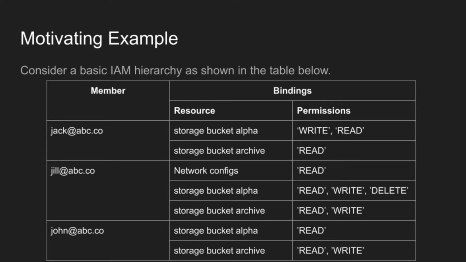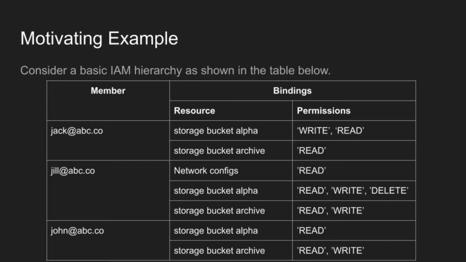So for the use case that I'm going to specifically be looking at, it's when an employee leaves the company and returns. To sort of help visualize this, this is a small mock of an IAM hierarchy for a company called ABC. As we can see here, there's three members. There's Jack, Jill, and John. It can be seen that Jill sort of has some more elevated privileges. She's also the only one that can access a resource called network configs, and she has delete permissions for storage bucket alpha.